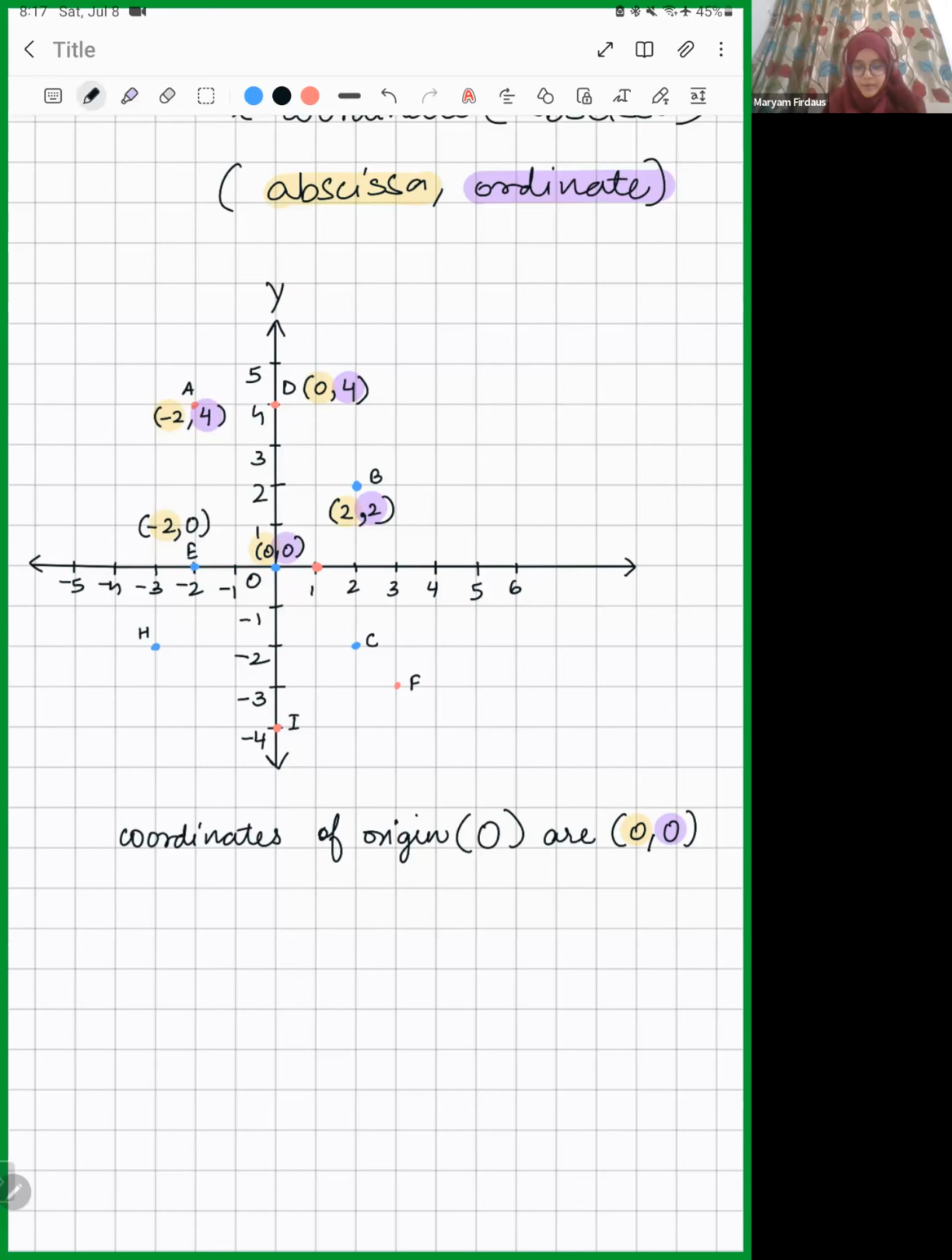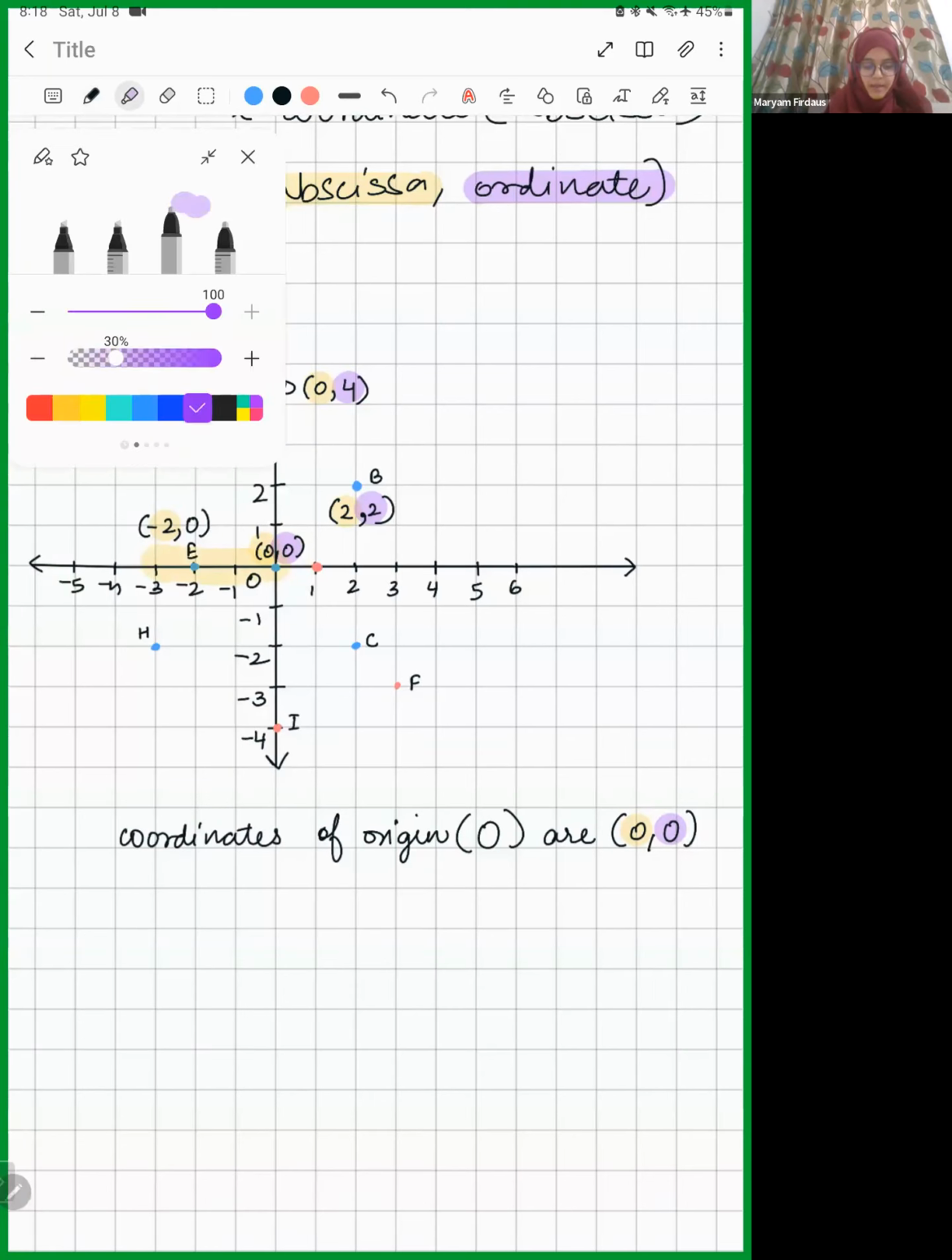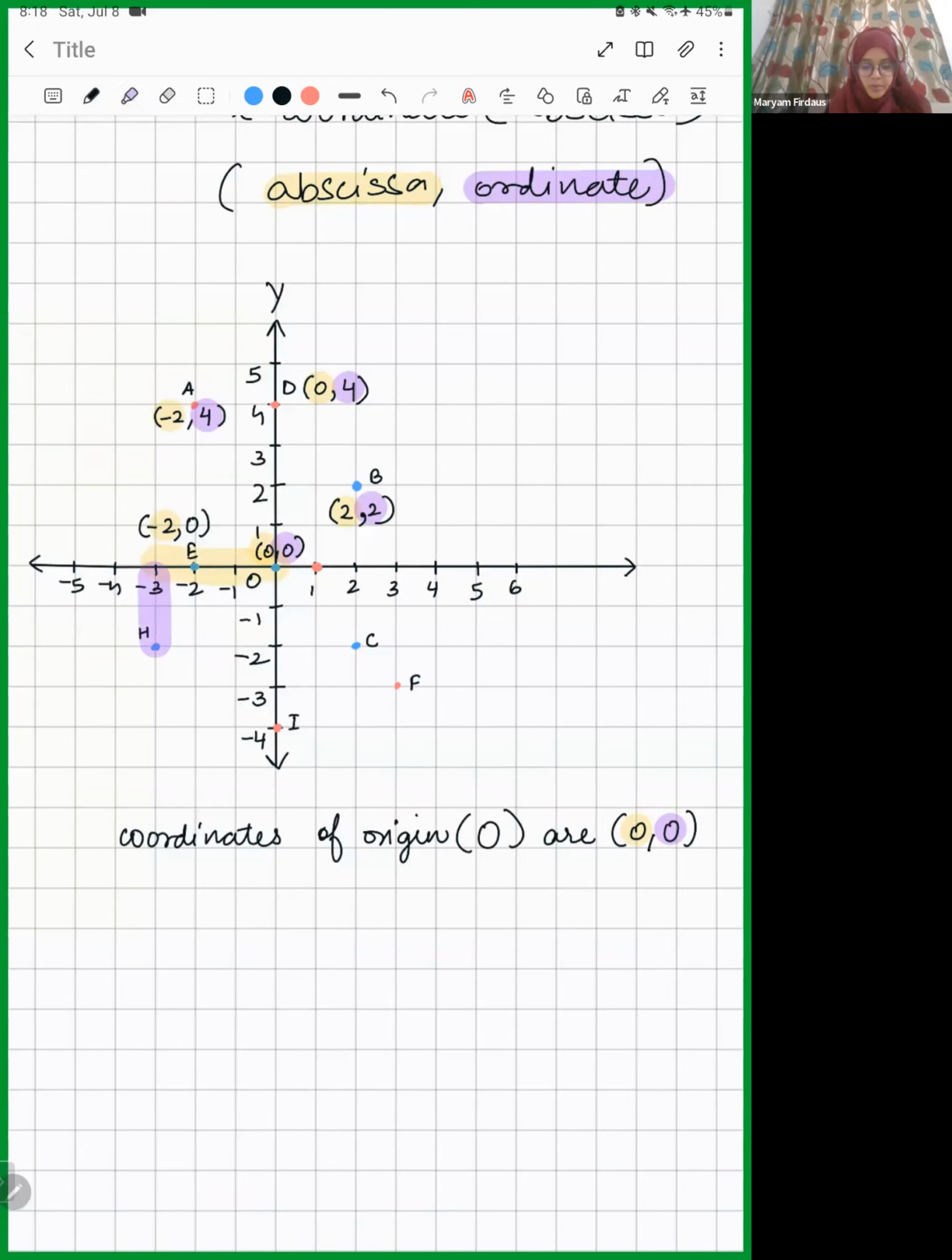Abdul Jabbar, your turn. -3, -2. Very good. -3 and -2. Because first we go -3 units. We start from the origin. We go -3 units to reach H. And then we go -2 units downwards. So this is -3, comma -2.